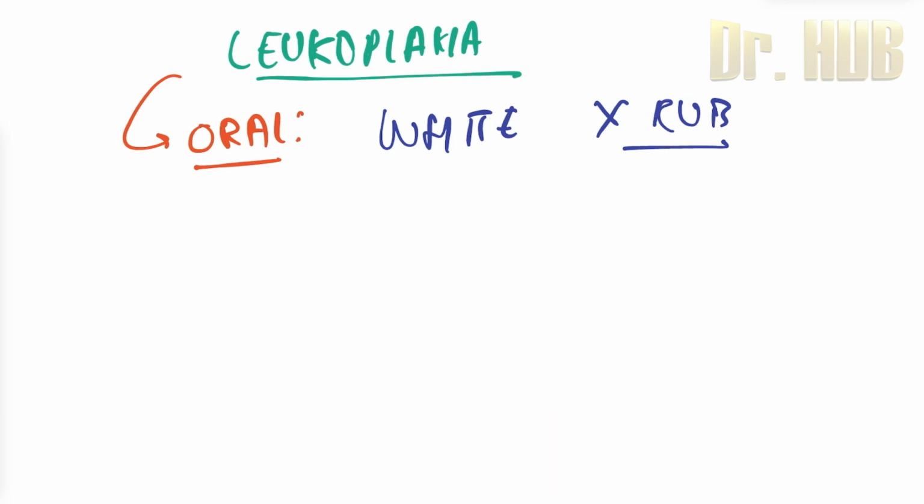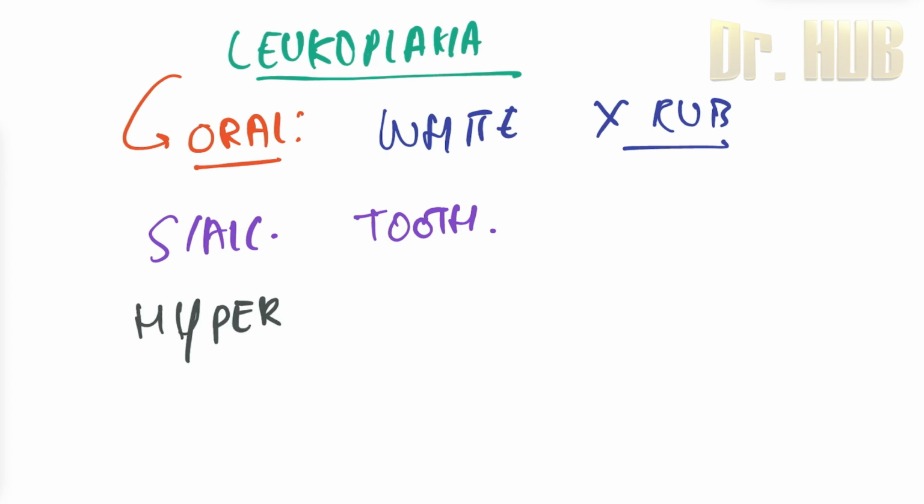So the risk factors of leukoplakia include smoking, alcohol, as well as ill-fitting dentures and jagged teeth. Now, what are the key pathological features of leukoplakia? Leukoplakia includes hyperkeratosis and also acanthosis.